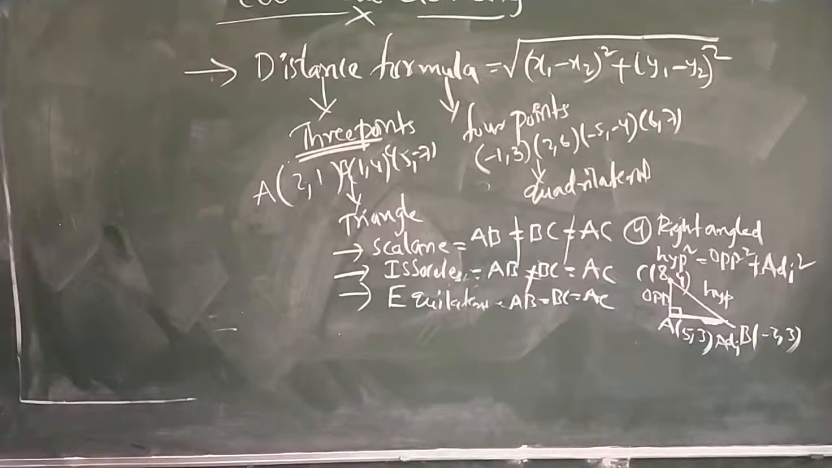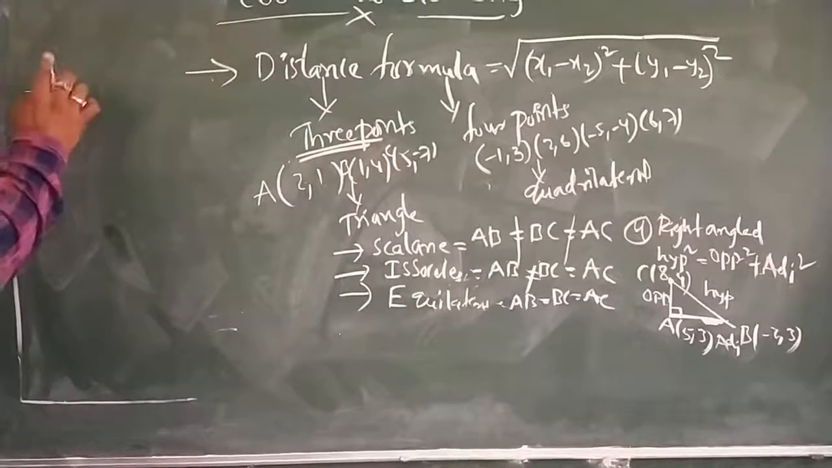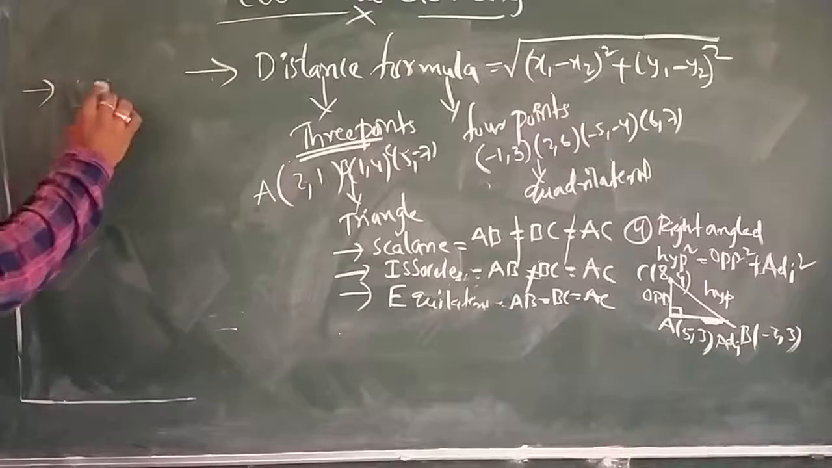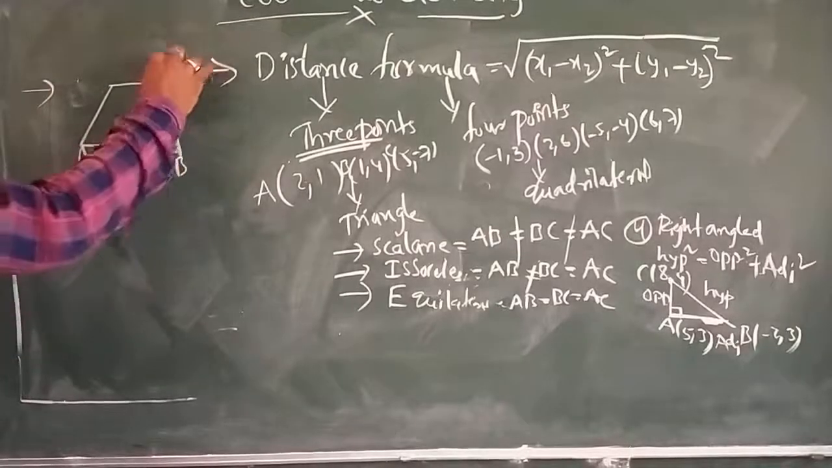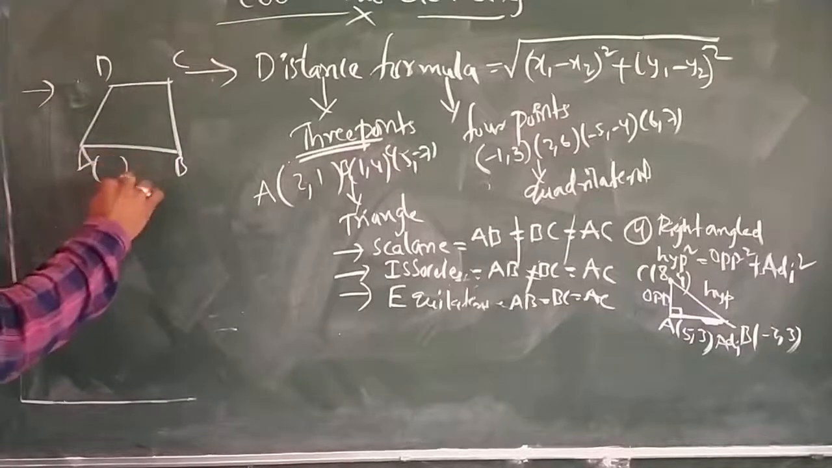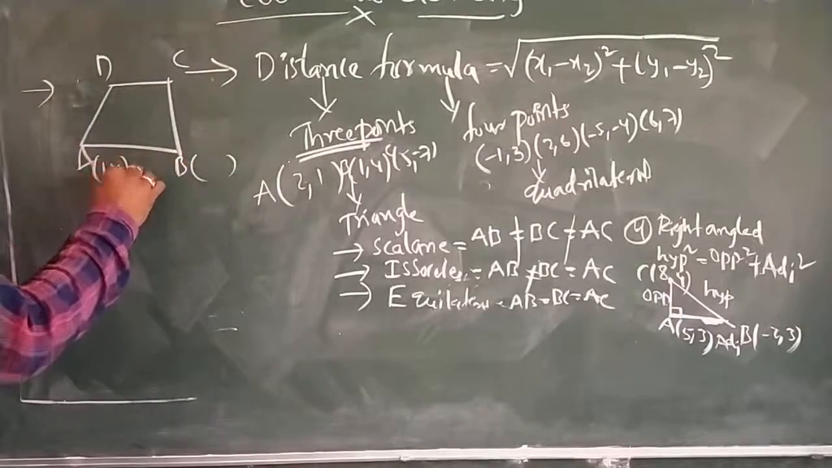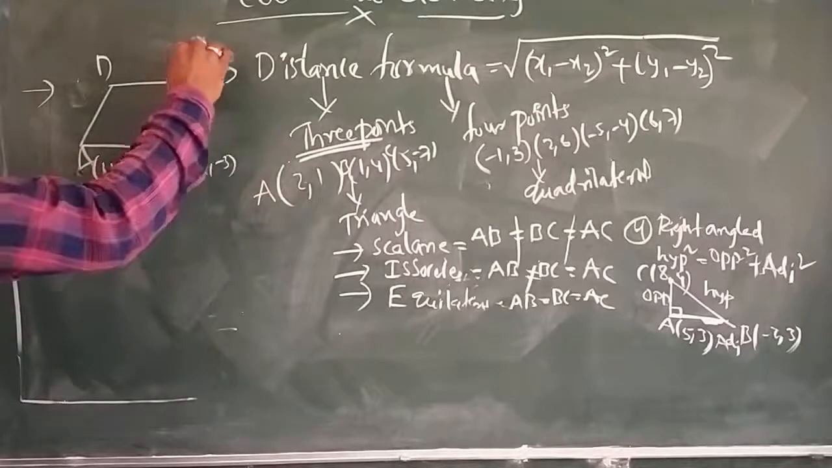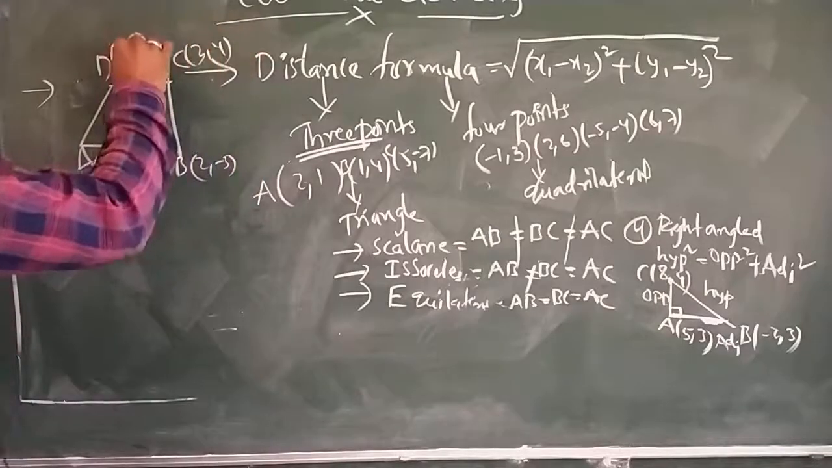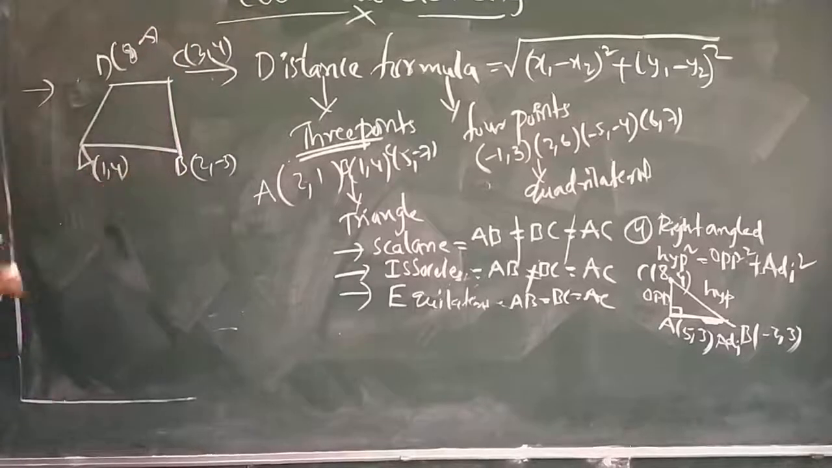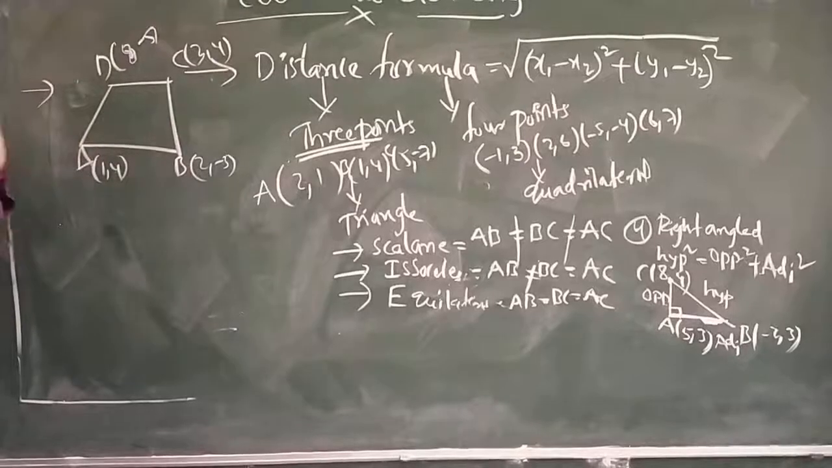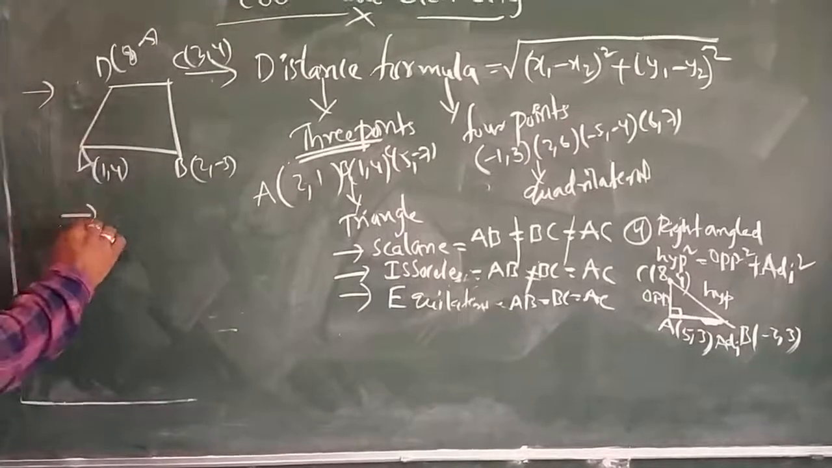Now, let us talk about quadrilaterals. Since a quadrilateral has 4 sides, A, B, C, D. So, ABCD is a quadrilateral here: 1, 4, 2, minus 3, 3, 4, 8, minus 5. After giving the 4 points, he will ask us whether it is a rectangle.